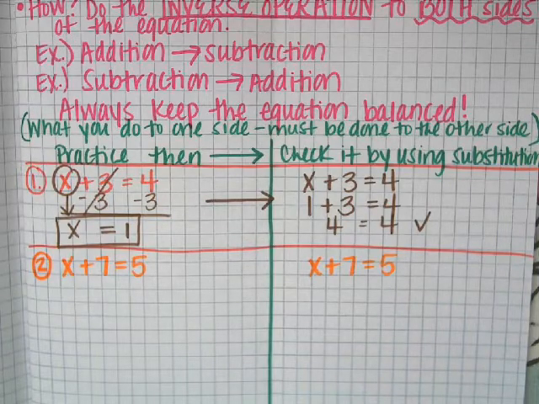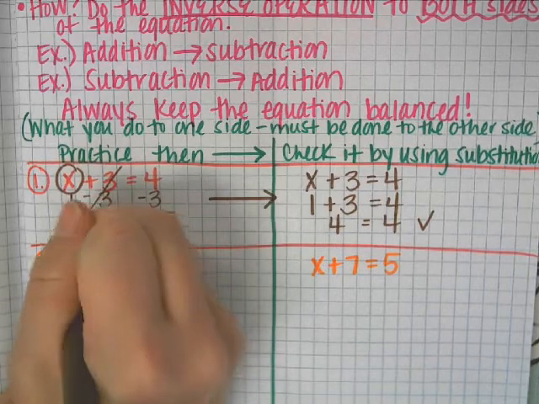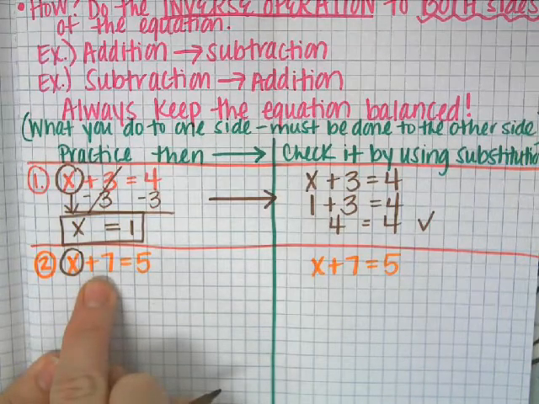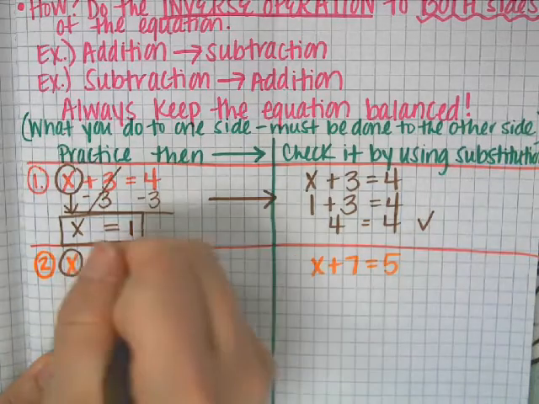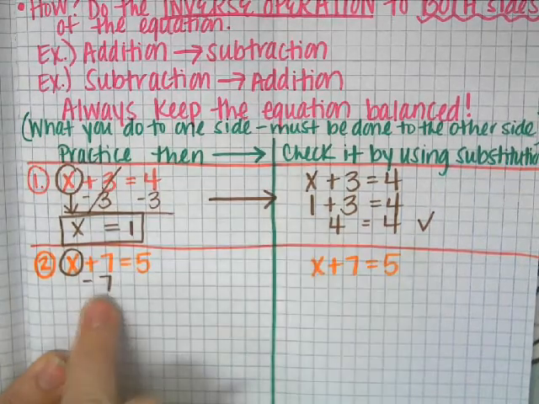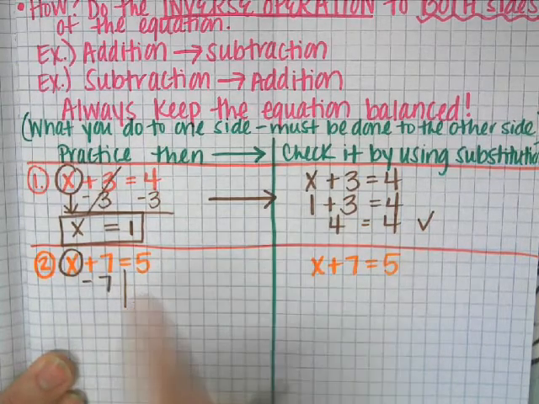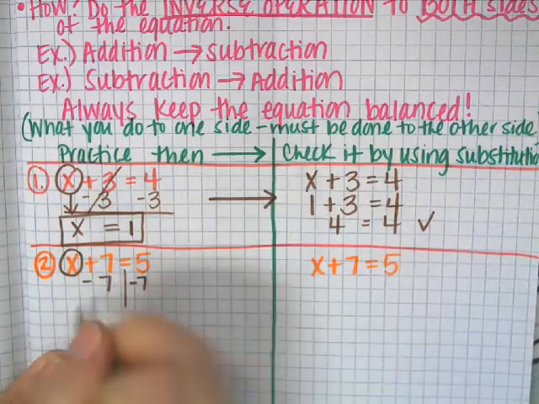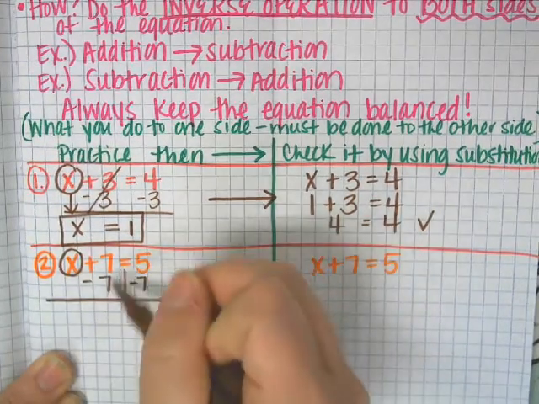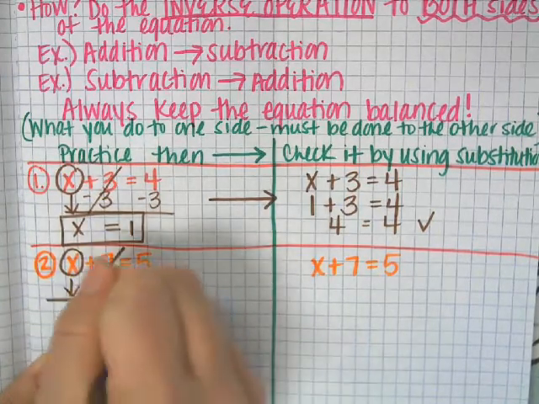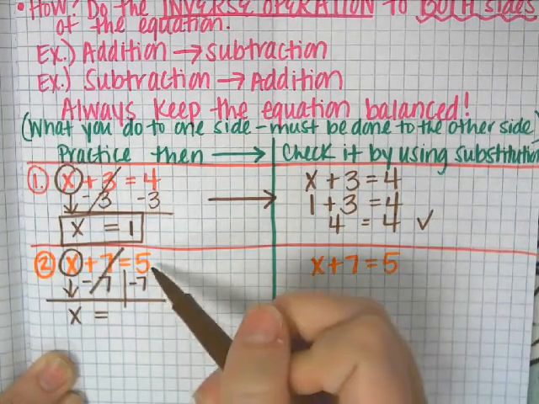Our second problem is x plus 7 equals 5. Again, I want to identify what is my variable, x. In order to isolate it, I need to do the inverse operation of plus 7, which would be minus 7. If I do it to the left side of the equal sign, I have to do it to the right side of the equal sign. So I'm going to write minus 7. Plus 7 and minus 7 cancel out. I can bring down my x variable, and x equals 5 minus 7.